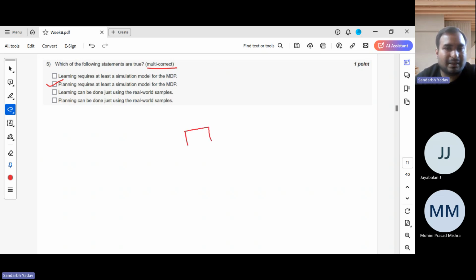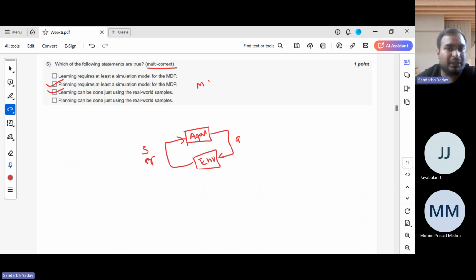Suppose this is our agent and this is our environment. The job of the agent is just to take the action, and the environment will come up with the next state and reward. So this loop continues. Learning can be done just using the real world samples. For learning, we don't require a simulation model, but planning requires a simulation model.